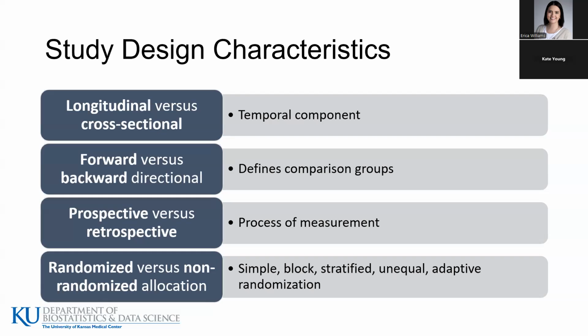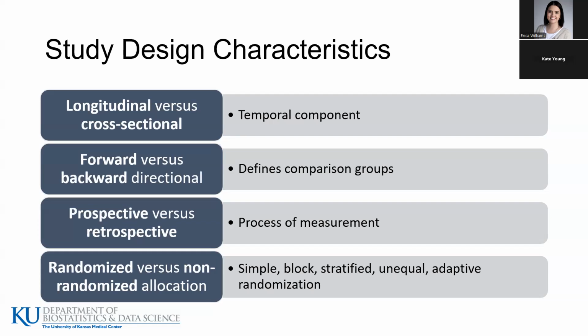And then again, randomized versus not randomized. So there are multiple ways that we can randomize a study. Simple is where we randomize at the individual level. So each subject has an equal chance of being assigned to each group. Block randomization randomizes at the group level at regular intervals. Stratified randomizes at the subgroup level based on some participant characteristic.